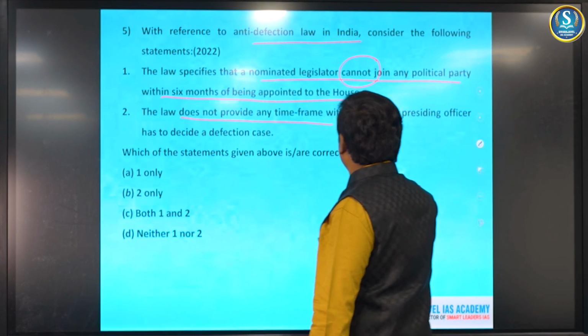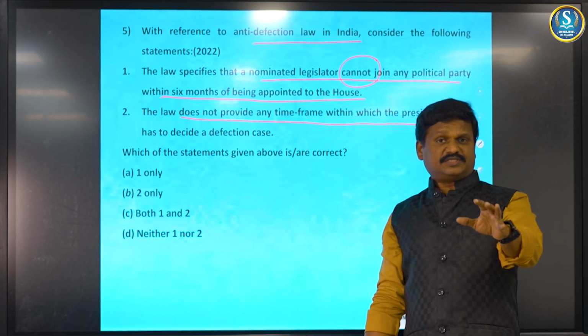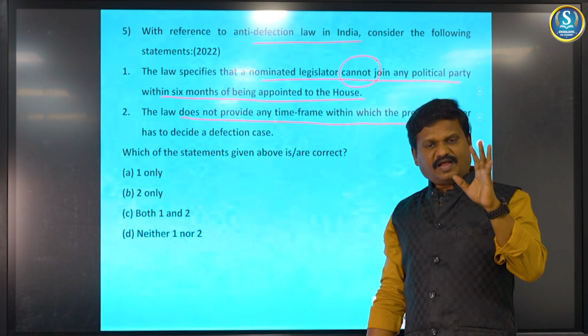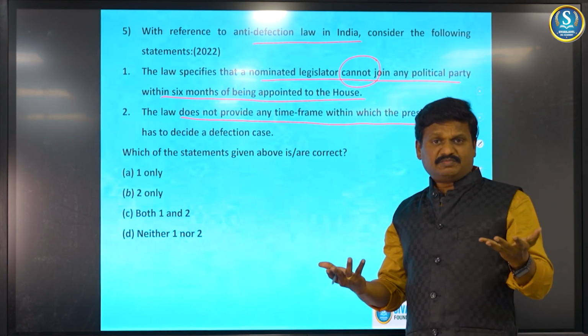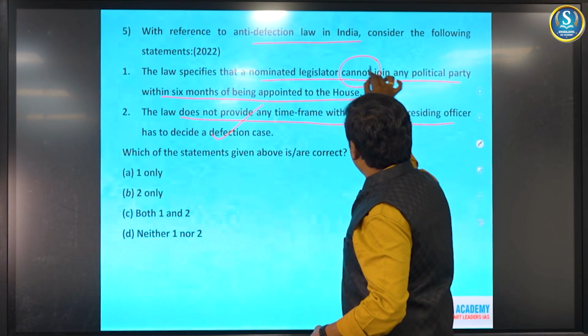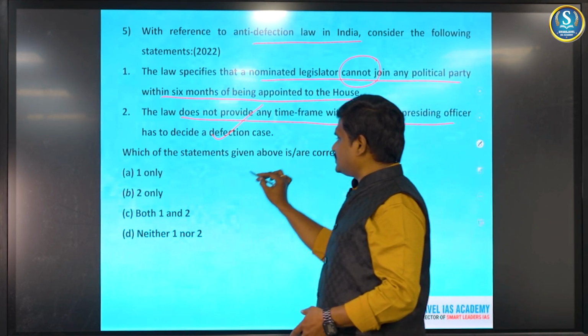Go to the second statement. Law does not provide any time frame within which the presiding officer will have to pronounce his decision regarding disqualification under anti-defection law. Is there any time period? No such time frame is given. Everybody will know this, but here when you read, you will have to be very, very careful. Answer therefore is 2 only.